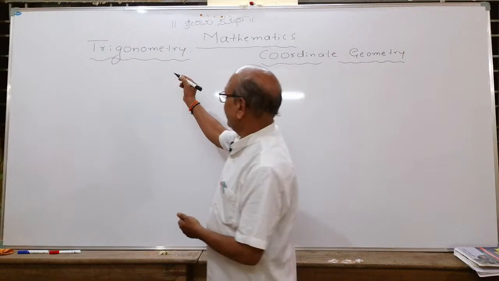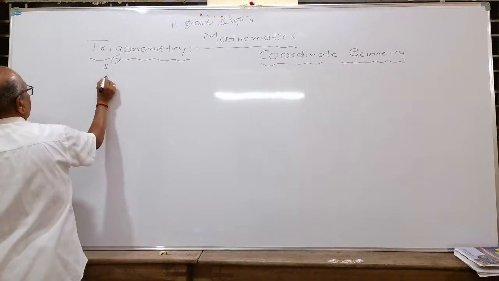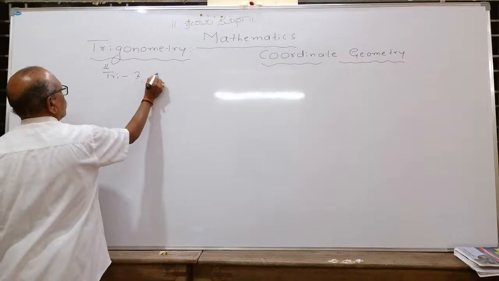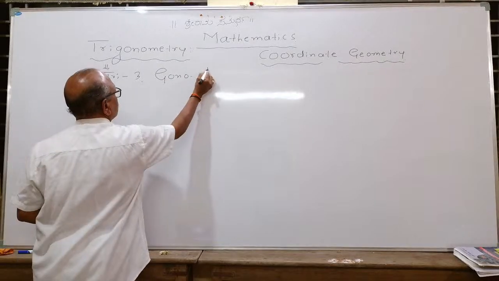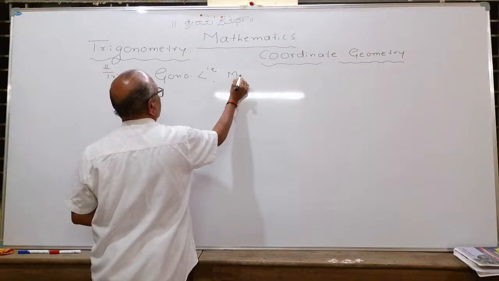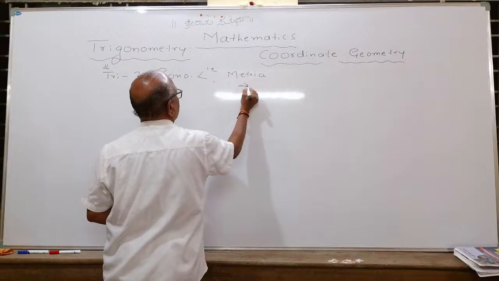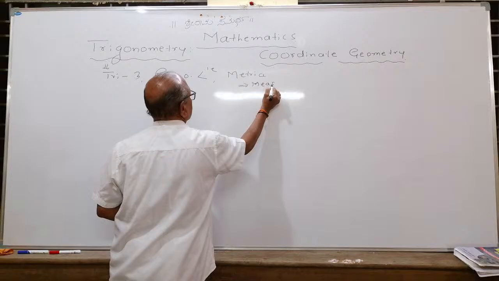Tri means 3. Trigonometry has got 3 words. One is tri, which means 3. Gono means angle. Metria means measurement.